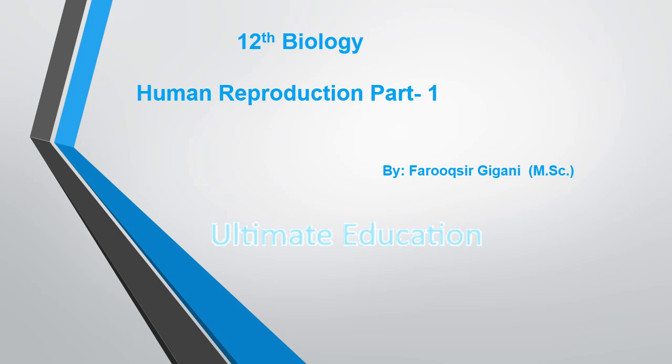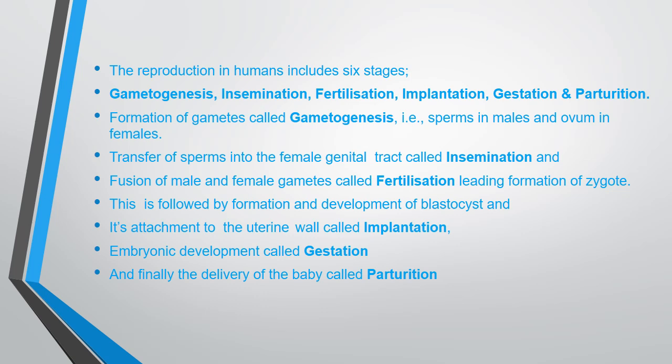Human Reproduction Part 1. The reproduction in human includes 6 stages. First, gametogenesis, second, insemination, third, fertilization, fourth, implantation, fifth, gestation, and last, sixth one is called parturition. The formation of gametes is called gametogenesis, which takes place in both males and females. In males, it develops sperms, while in females, it develops ovum. The transfer of sperms into the female genital tract is called insemination.